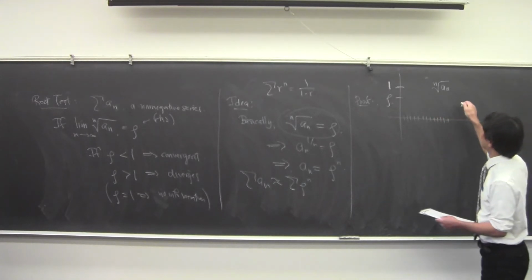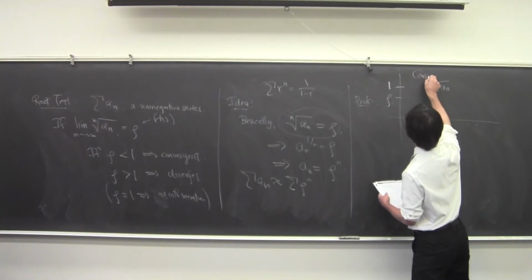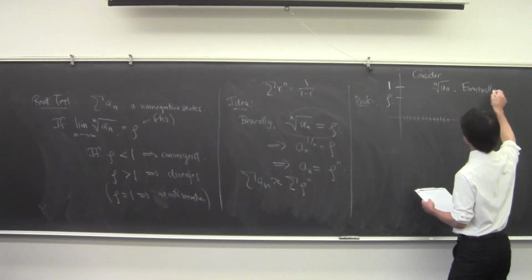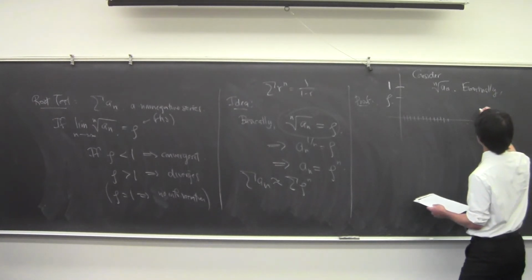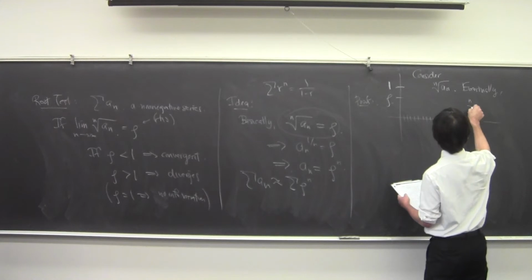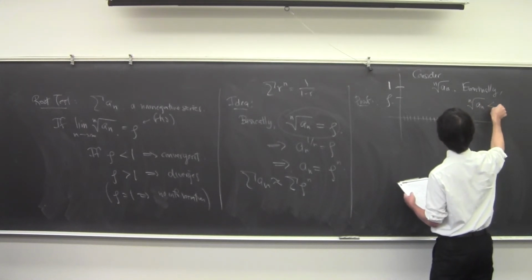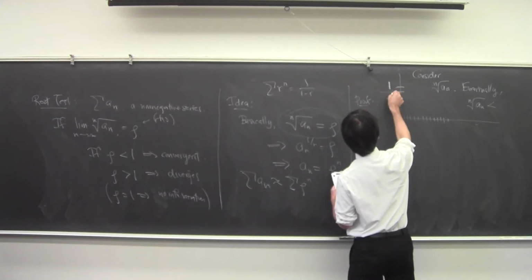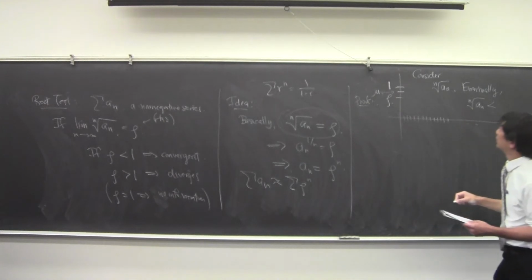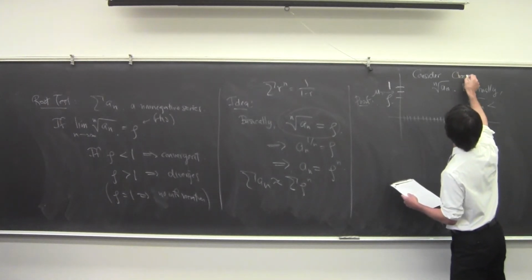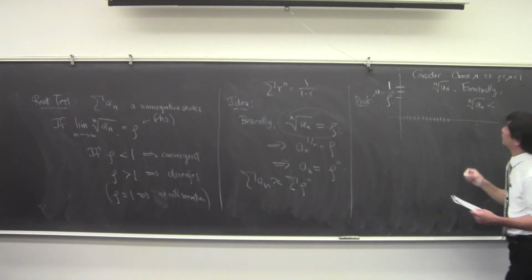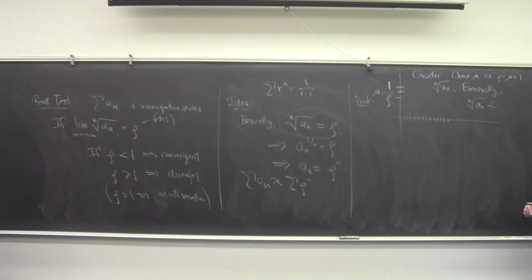Eventually, and that means past some n, this is going to be less than some number in between rho and 1, which we call mu. So choose a mu between rho and 1. Eventually, we're going to be less than mu.